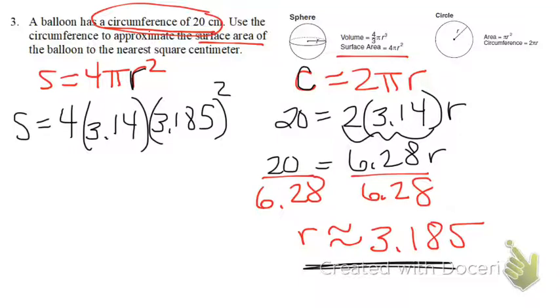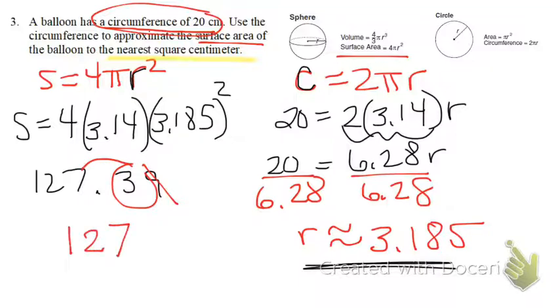I get 127.388, 127.39, but this says to round to the nearest square meter, which means round to the nearest whole number. So in that case, the 9 is useless. I should not even look at that. I only look at the 3, and the 3 is less than 5, so I round down and leave that a 7. So it's going to be 127 square centimeters.